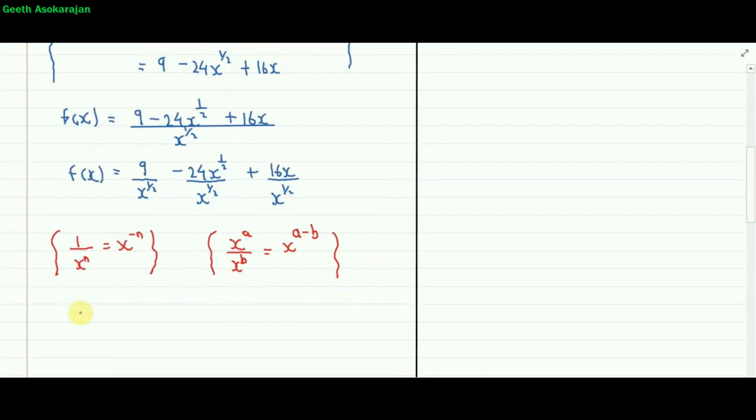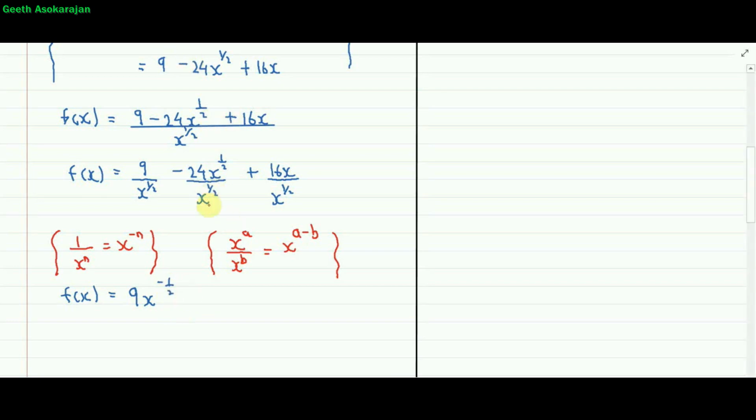So if I go back to my favourite colour, blue, f of x is equal to the 9 times 1 over x to the power of half, which according to this rule here is the same as x to the minus half. Okay, let me make that clearer. So x to the power minus half.